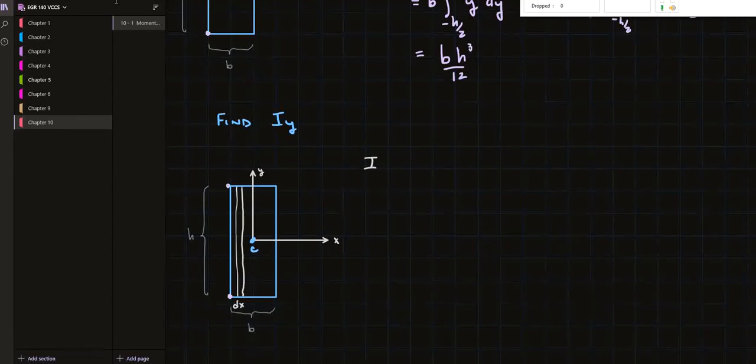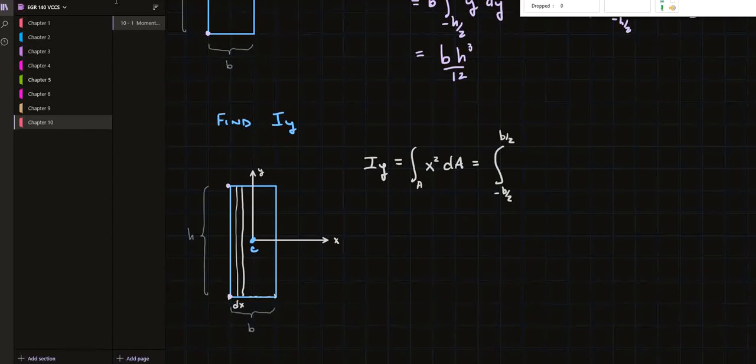So IY equals the integral x squared dA equals the integral. So now we're going from minus b over 2 to b over 2. So we're starting here in this corner and we're integrating this way. We're adding up all of these lengths here of dx.